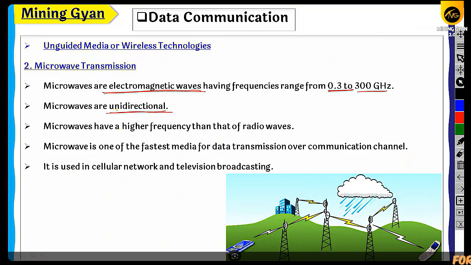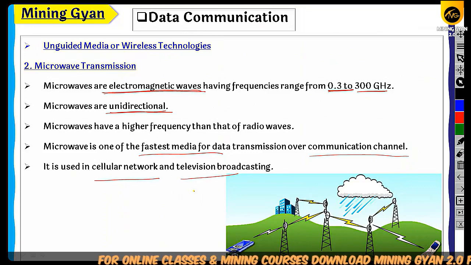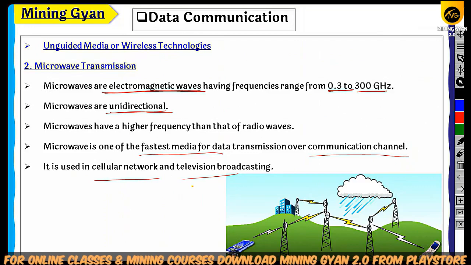Microwaves have a higher frequency than radio waves. Microwave is one of the fastest media for data transmission over a communication channel. It is used in cellular networks and television broadcasting. So basically these are used in cellular or cell phone networks and television broadcasting networks.